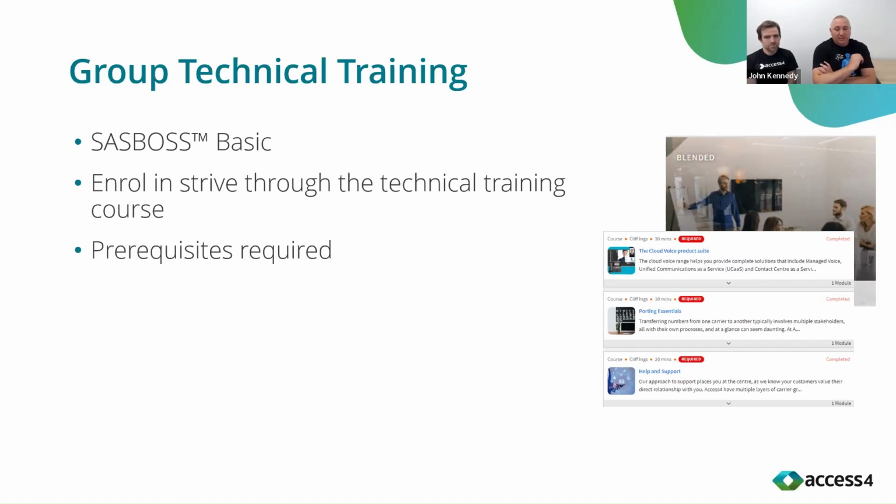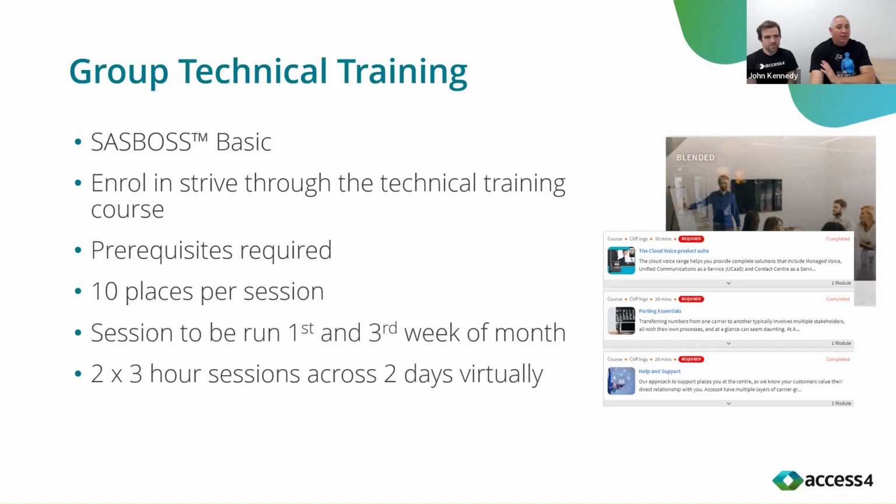We are running sessions every 2 weeks. There'll be 10 places per session. We're planning to run it the first week of the month and the third week of the month. The first week of the month will be Eastern Standard Time at 9 o'clock. The third week of the month will be to cater for the Perth contingent, and that will start at 12 o'clock. That doesn't mean that if you're in the Eastern States or in New Zealand, you can't join. It just means that it will start at 12 o'clock.